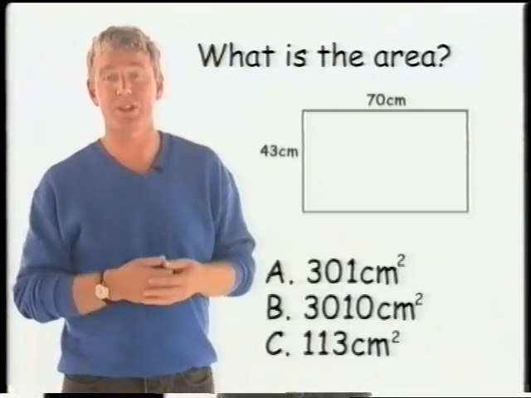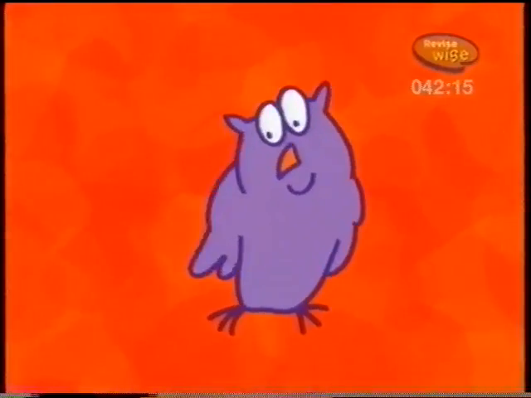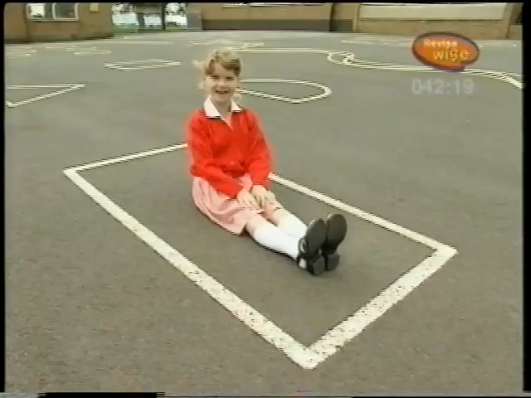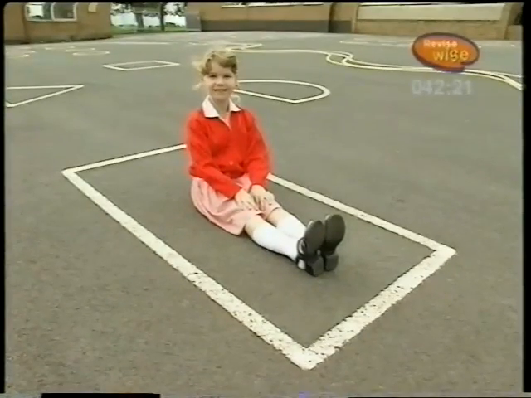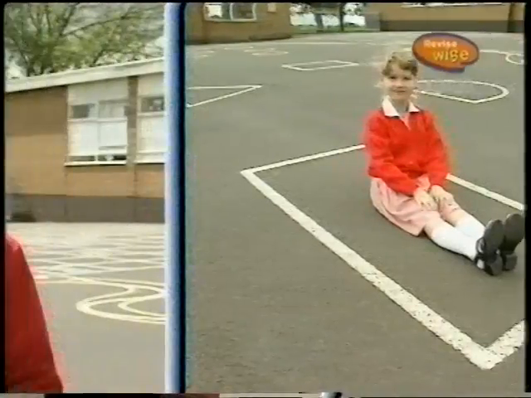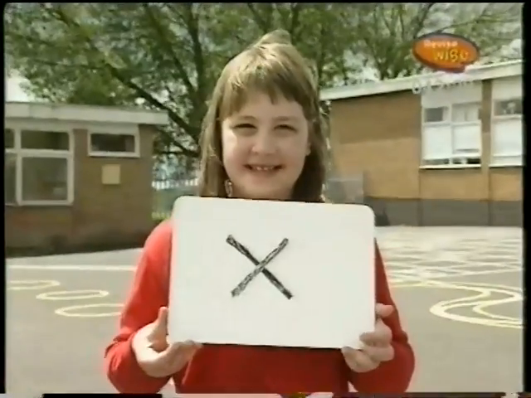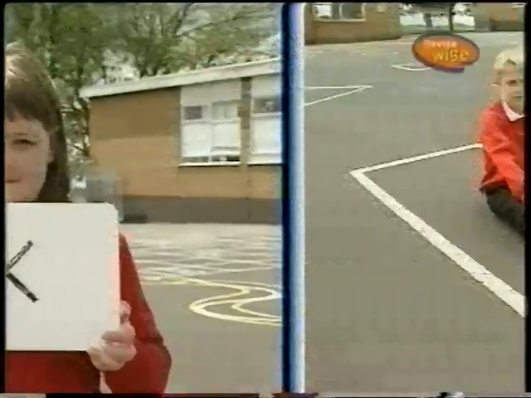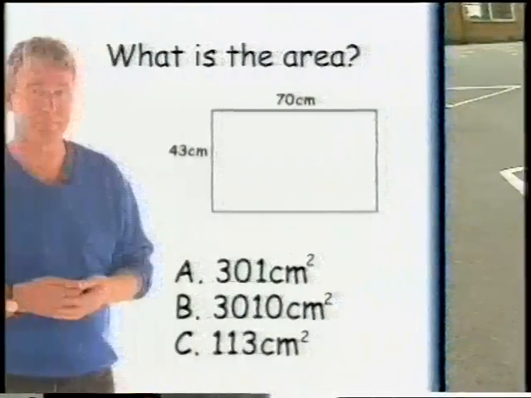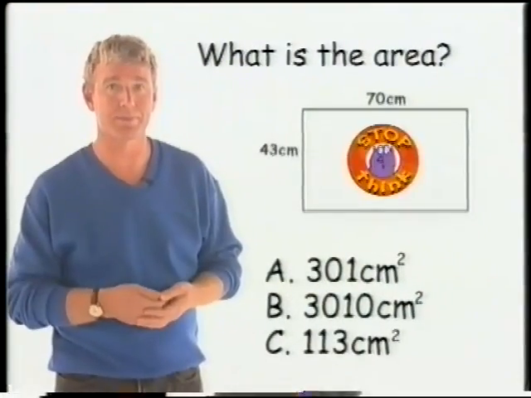Well, here are the maths team with some clues to help you. To calculate the area of a rectangle, you need to multiply the length by its width. How you do the multiplication is up to you. Don't forget to do an estimate first. What's your answer now?